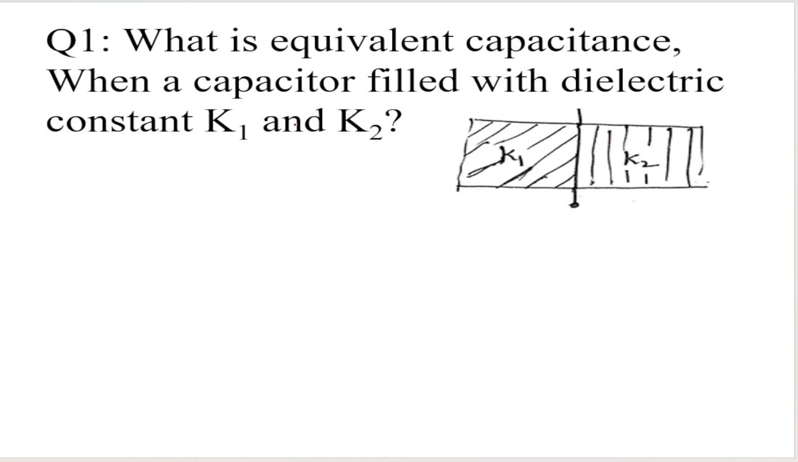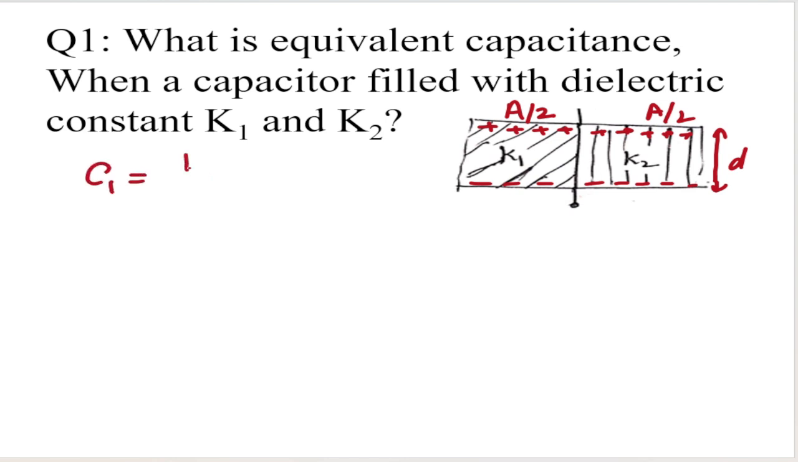What is the equivalent capacitance when a capacitor is filled with dielectric constants K1 and K2? Now in this case the area is divided into two parts, A by 2 and A by 2, while the separation remains the same. So these two capacitors are in parallel because the positive is on one side and the negative is on the other side. Negative of both the capacitors are on one side and positive on the other side. So these are in parallel.